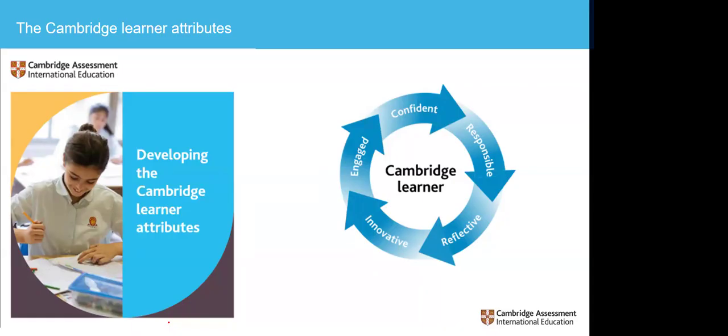And these attributes, we can achieve them through different ways. We can achieve them through our lessons. We can achieve them through the different things that we do at school, the different activities that are available within our school community. So those are the 5 attributes that any child who has gone through the Cambridge curriculum, he or she must be able to attain.